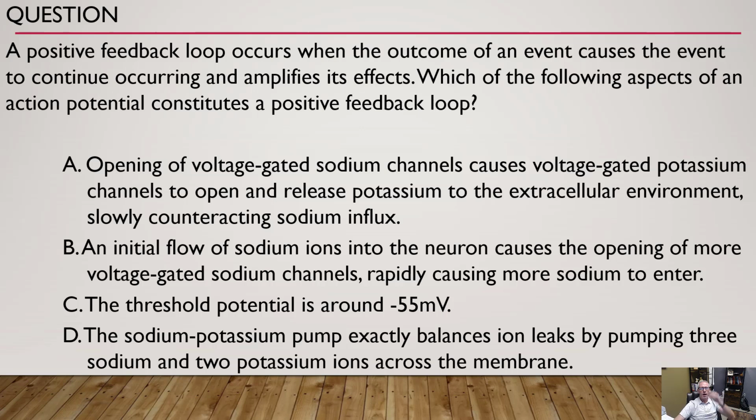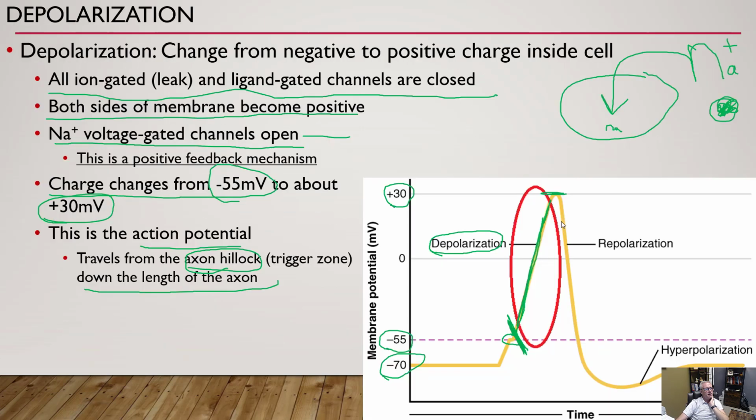Next question. And I forgot to say that this is actually a positive feedback mechanism, because what we're doing here is we're making it worse, we're making it worse, we're making it worse, in hopes that we actually reset the cell to its resting membrane potential. So that's the definition of positive feedback mechanism. Remember, we make it worse and worse and worse in hopes that we reset it back to its original state.